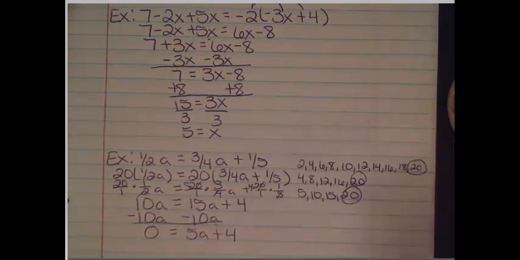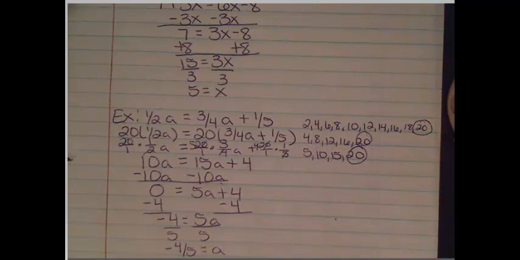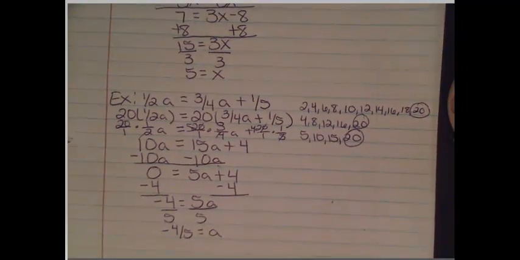I need to subtract my 4, and that'll leave me with -4 equals 5a. Divide by 5, divide by 5. So I'm left with -4/5 equals a. That's my final answer. This is one of the harder ones because it does have fractions.